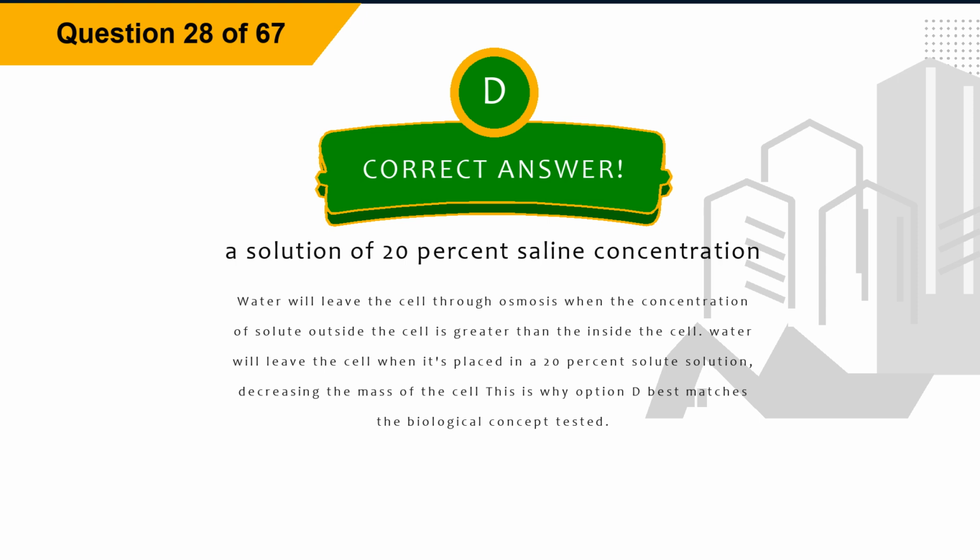Water will leave the cell when it's placed in a 20% solute solution, decreasing the mass of the cell. This is why option D best matches the biological concept tested.